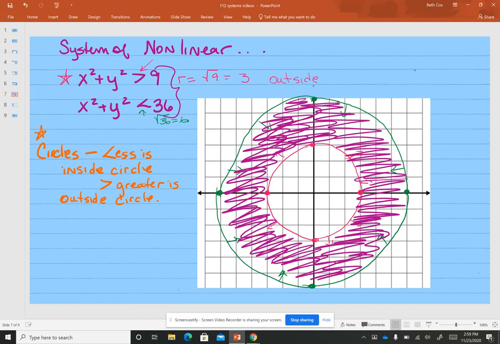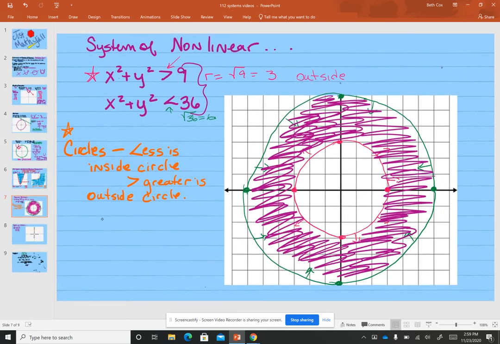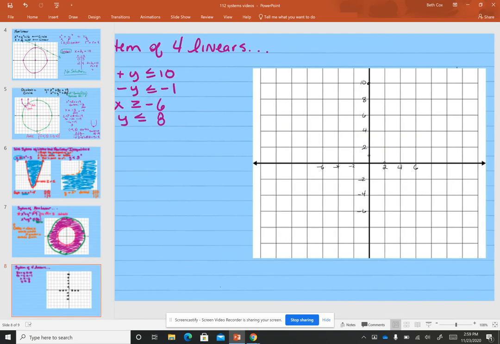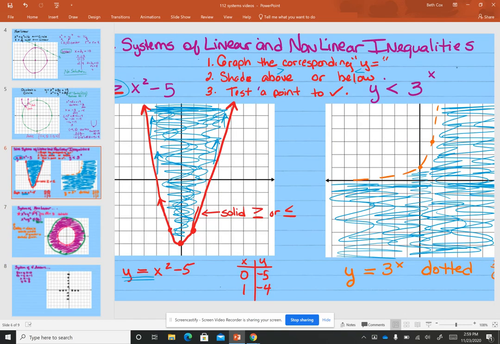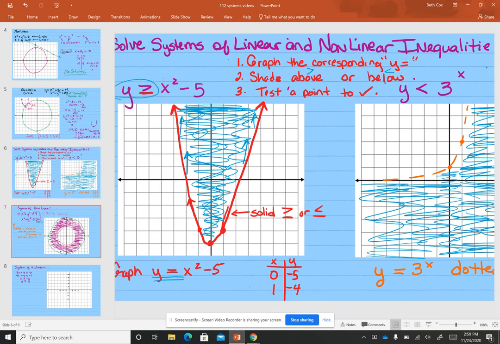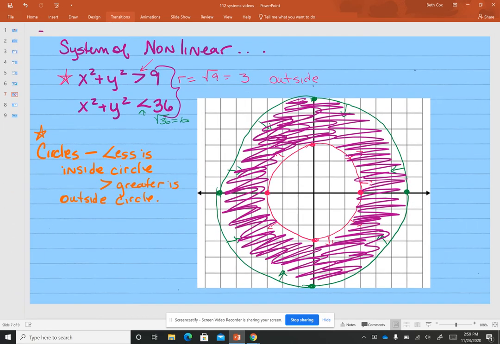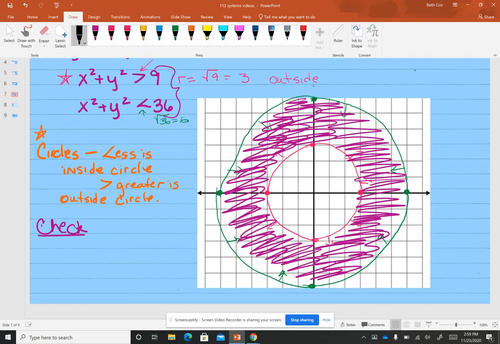Now, we didn't talk about checking on the previous problems. You can check your points. Let me show you what you can do. To check these, get out of my PowerPoint, there we go. To check, you just pick a point that you shaded. Pick any point that you shaded and plug it in to see if it works.